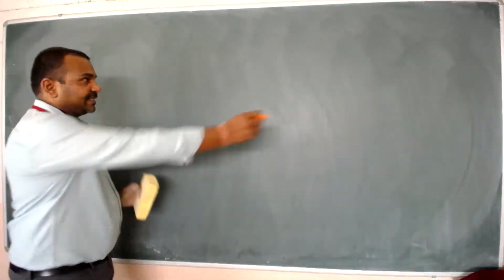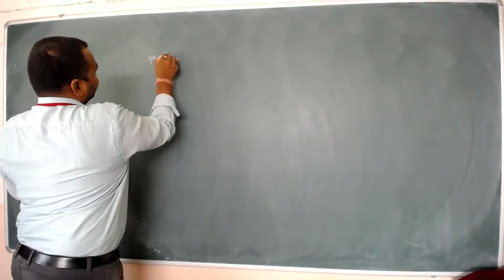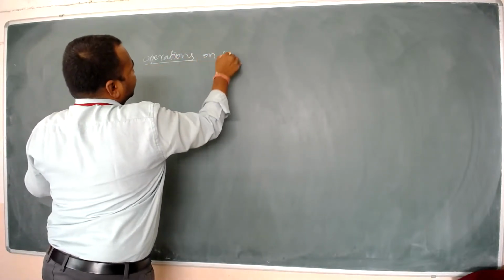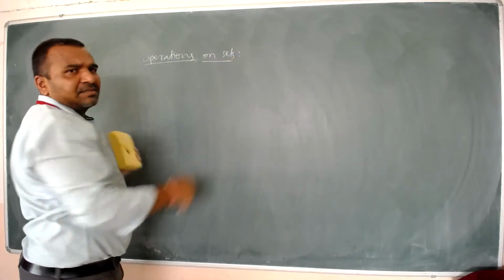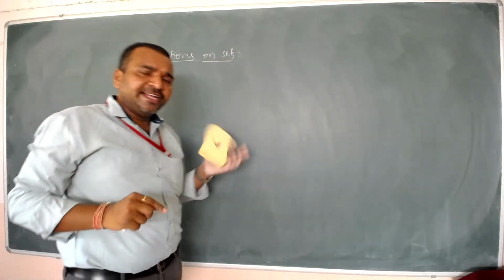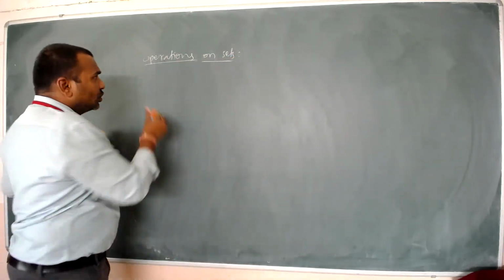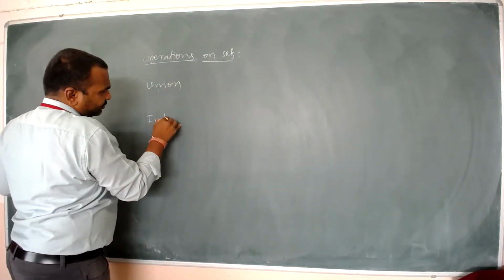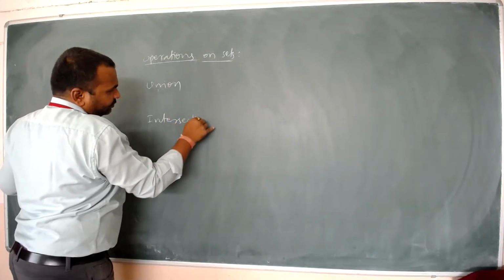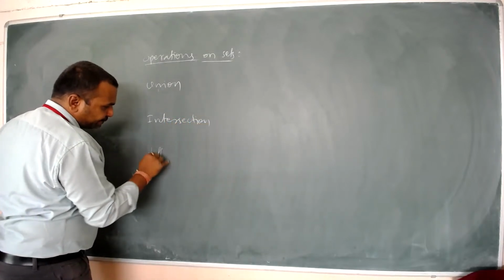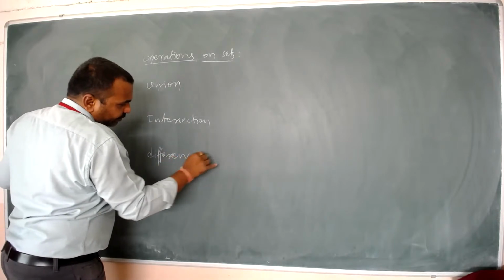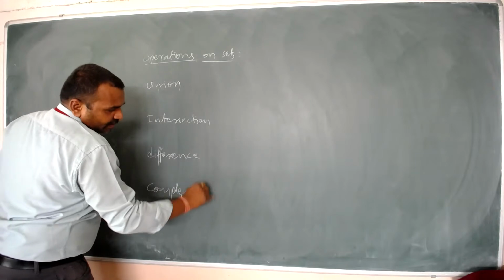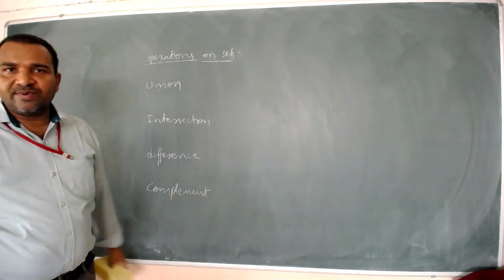Next, operations on sets. Normally we have operations plus, minus, multiplication, division. In sets also some operations are there. Those are called union, intersection, difference, complement. Okay, some operations are there. We will discuss them one by one.